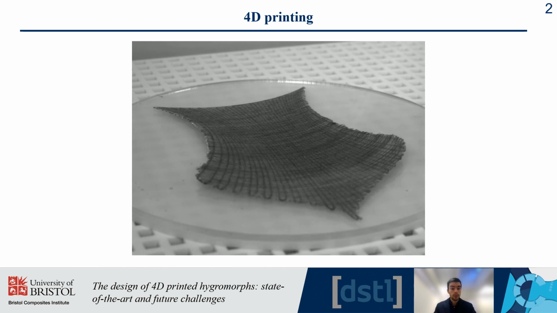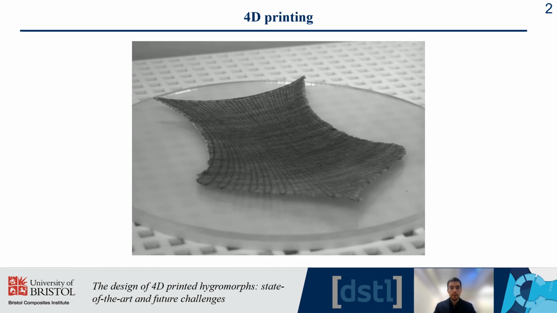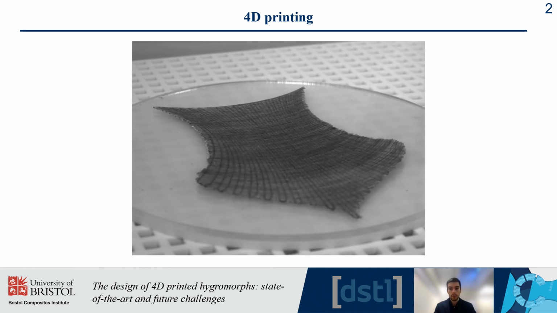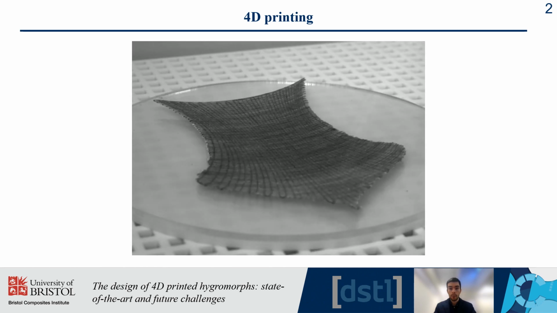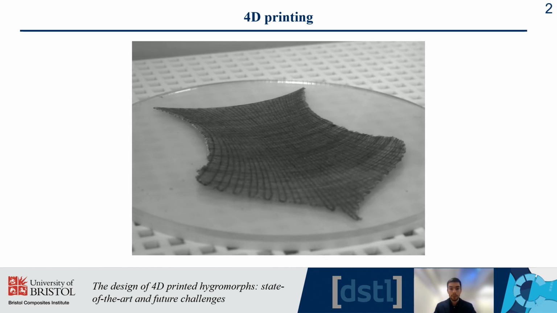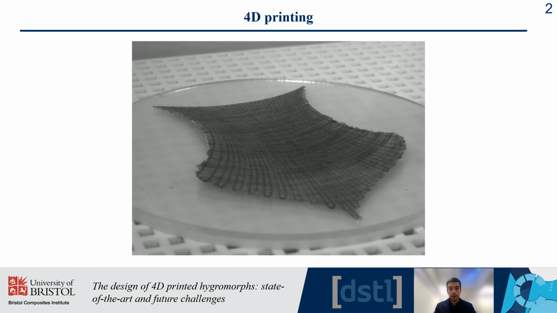The first thing I want to discuss is the definition of 4D printing. In 4D printing, the first three dimensions refer to the production of a part via additive manufacturing techniques. And the fourth dimension refers to time, and especially to the transformation of the printed part occurring if the part is placed in a specific environment.